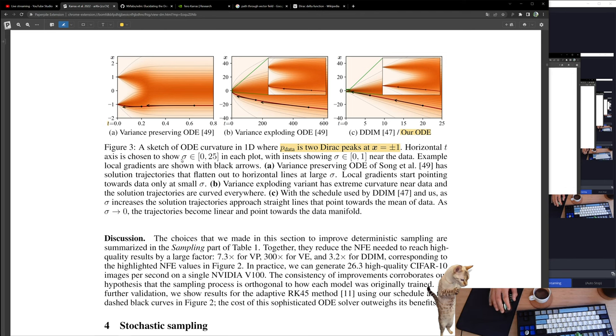Horizontal t is chosen to show sigma. As sigma goes to zero, the trajectories become linear and point towards the data manifold.